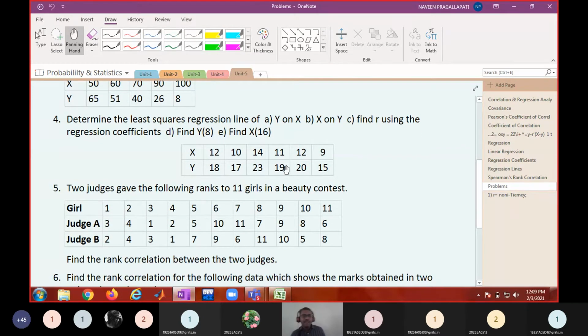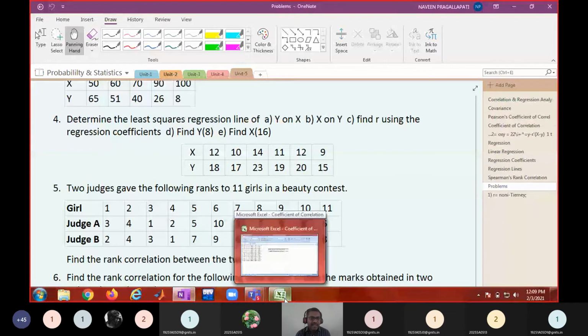X values: 12, 10, 14, 11, 12, 9. Y values: 18, 17, 23, 19, 20, 15. Shall I proceed? Yes, sir. Okay, so what we will do, I will show it in the Excel data.